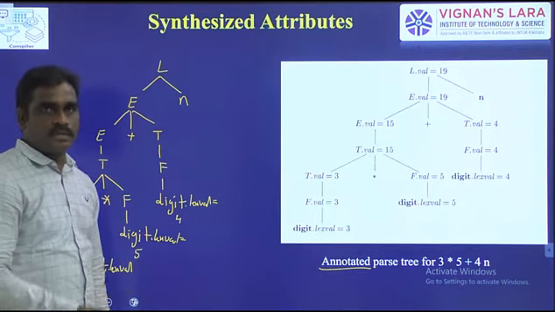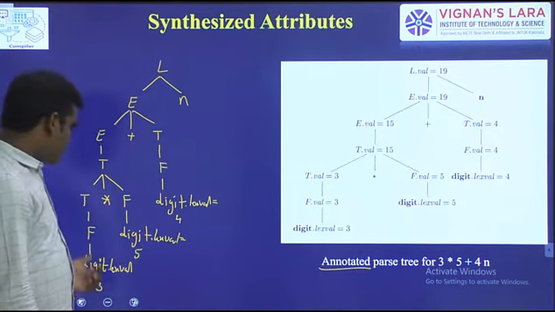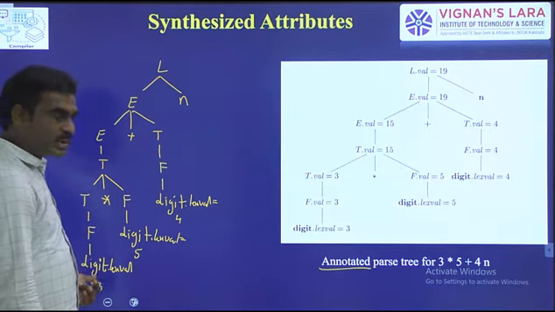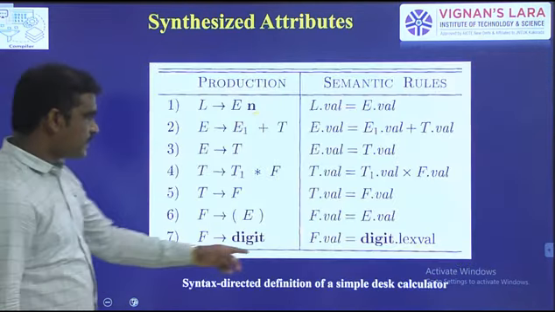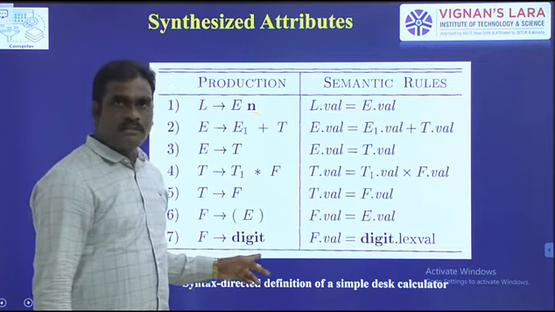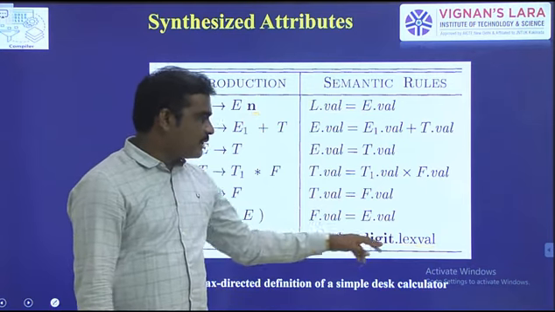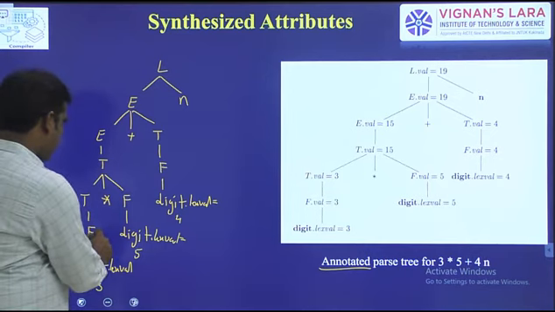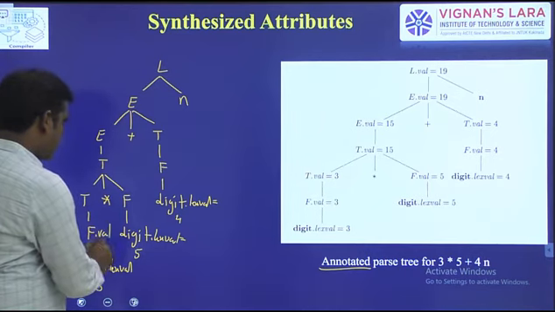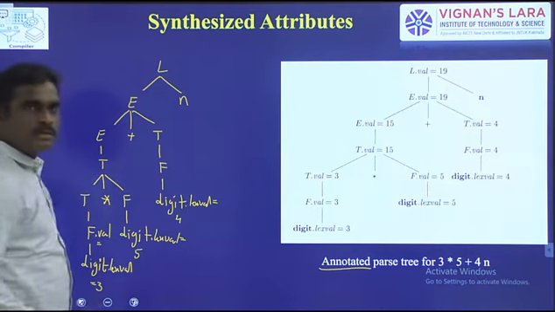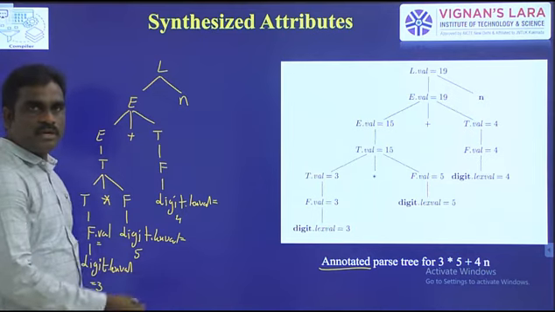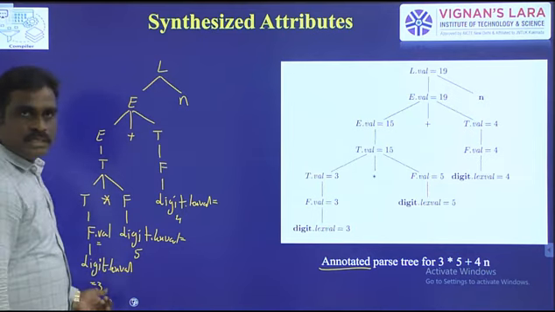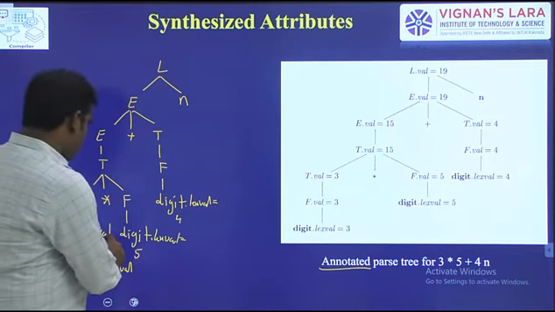Next one, the node itself. Suppose here the production is F to digit. The semantic rule is F dot value equal to digit dot lex value. That means F dot val, what is this F dot val? F dot value equal to digit dot lex value. So what is the value? Digit dot lex value 3. So this node value is 3.